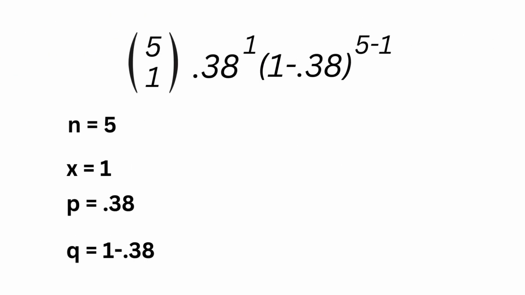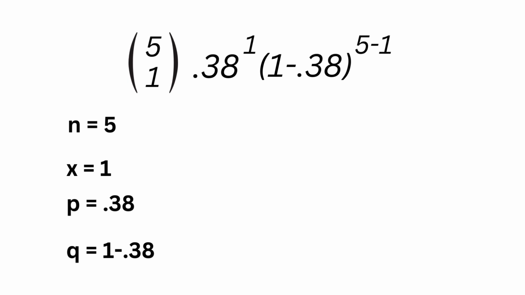So let's try this with the first example. We want the probability that exactly one of the movies would be a horror movie. So we are picking 5 movies, so n is equal to 5. We want exactly one horror movie, so our x is 1. The probability that we're going to choose a horror movie is 0.38, and the probability that we would not choose a horror movie would be 1 minus 0.38.